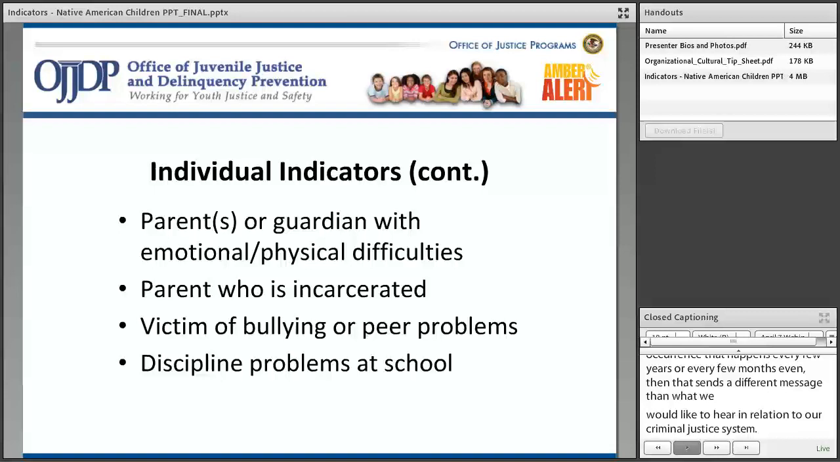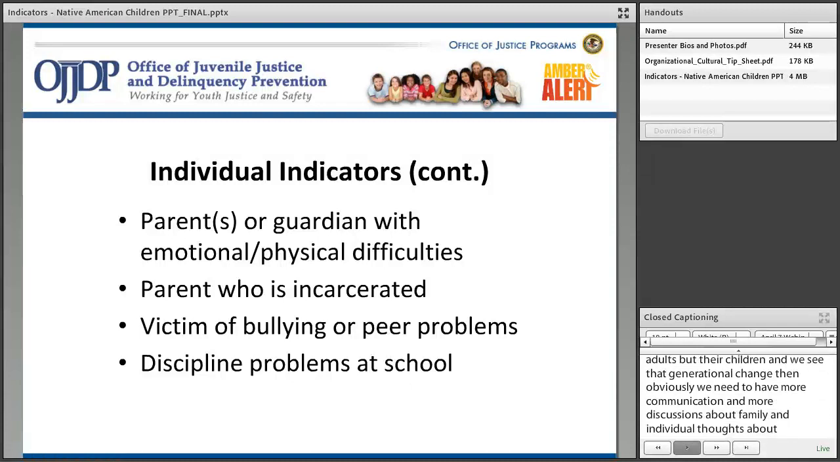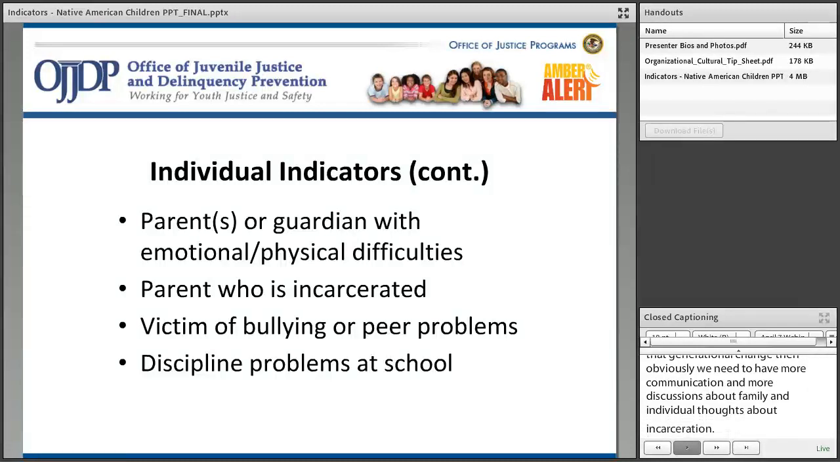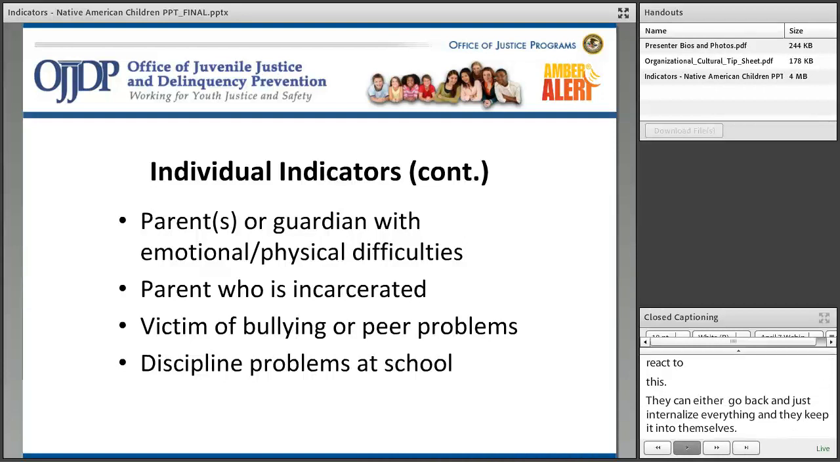If individuals are victims of bullying or peer problems, those are also indicators for being at risk. Victims in these types of cases have a few options on how they react to this. They can either go back and just internalize everything and keep it to themselves, they can share it with a trusted friend or a parent, or they can act out. And oftentimes when these situations occur where the victim is now becoming the bully, that's when you see the turnaround.